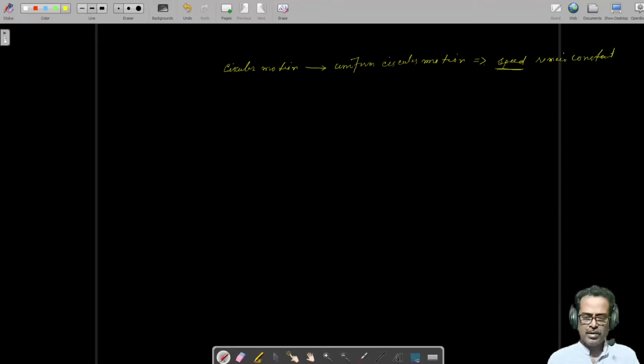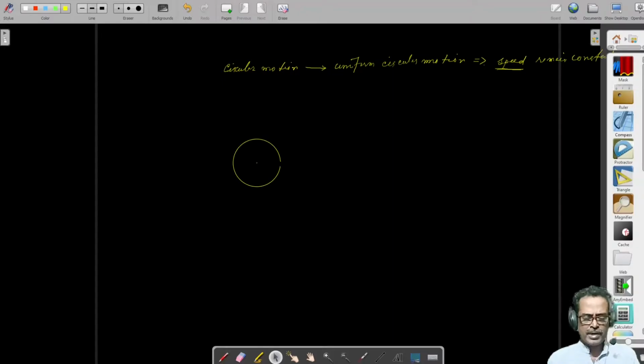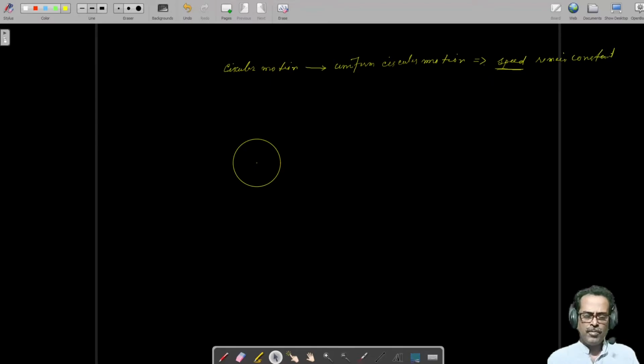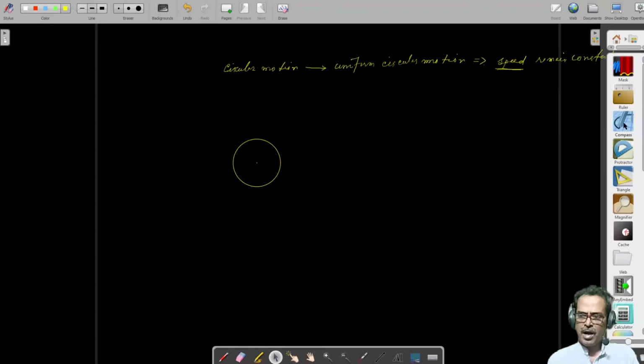Now, in circular motion, a particle rotates around the circular path, okay, with uniform speed. That means the magnitude remains constant. Okay, uniform speed. Now, we know the relation between the arc and the angle subtended by the arc at the center.